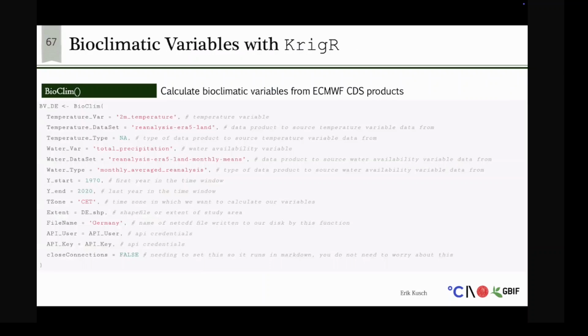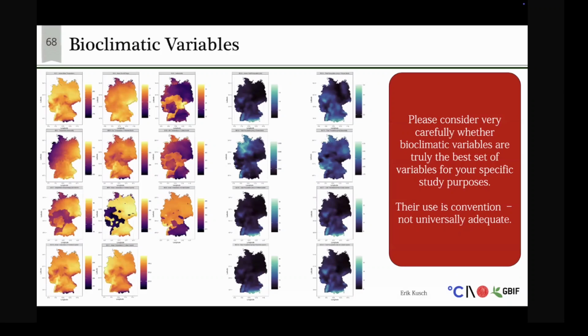Well, with Krigr, as an example, you just use the bioclim function. You tell it about what you want to base water availability on. You tell it about the time range that you want to look at, and again, the extent that you want to look at. It pulls all of the necessary data for you, does all of the necessary computation, and spits out bioclimatic variables for you. This may take some time.